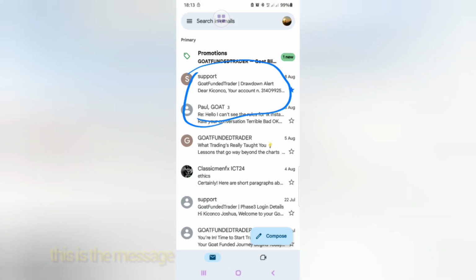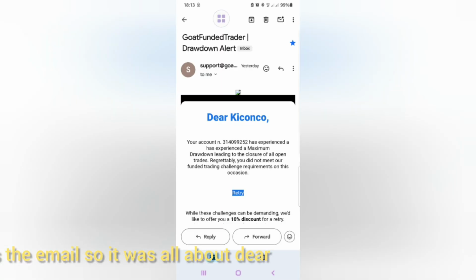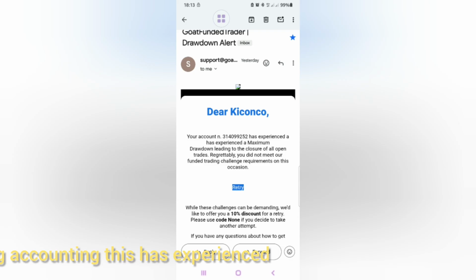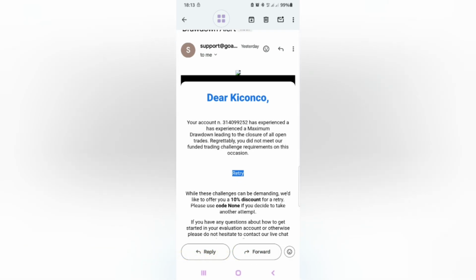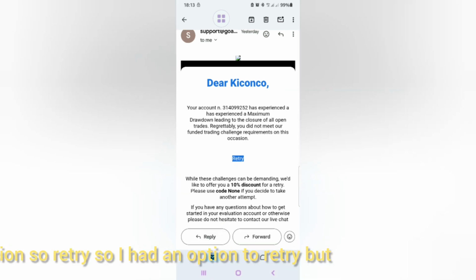This is the message. It was the email. It was all about: dear Jones, your account has experienced a maximum drawdown leading to the closure of your open trades. Regrettably, you did not meet our funded trading challenge requirements on this occasion, so retry.